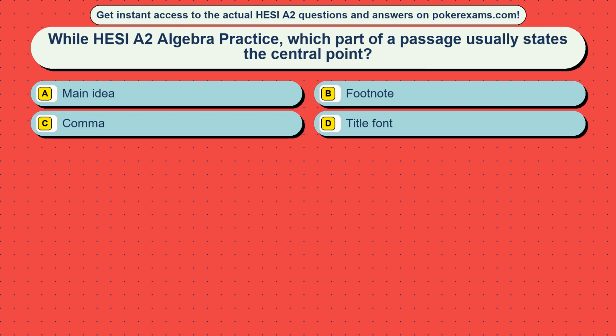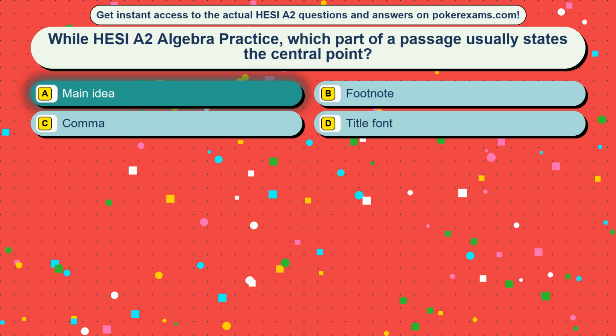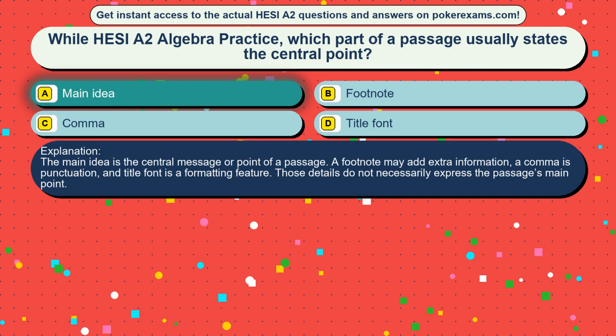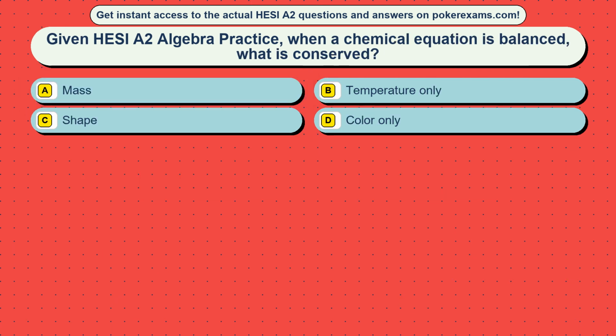Question 37. While HESI A2 Algebra Practice, which part of a passage usually states the central point? Option A, main idea. Option B, footnote. Option C, comma. Option D, title font. The correct answer is option A, main idea. The main idea is the central message or point of a passage. A footnote may add extra information, a comma is punctuation, and title font is a formatting feature. Those details do not necessarily express the passage's main point. Question 38.